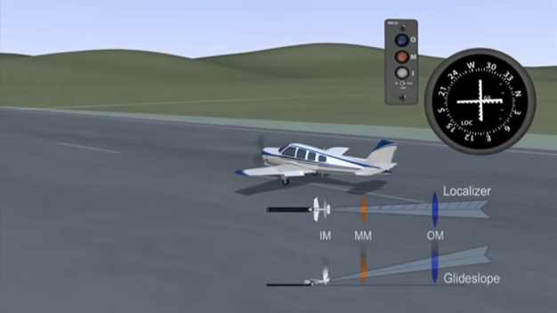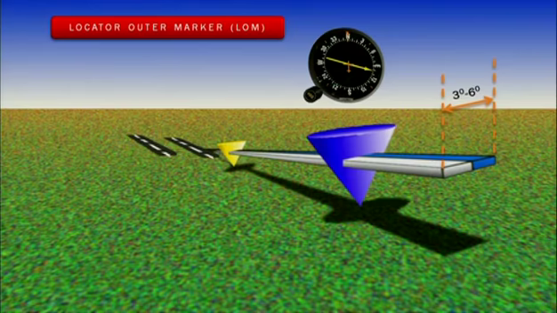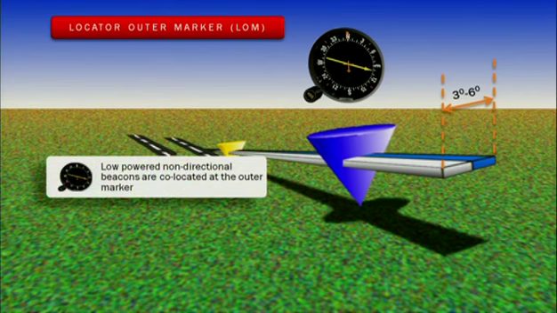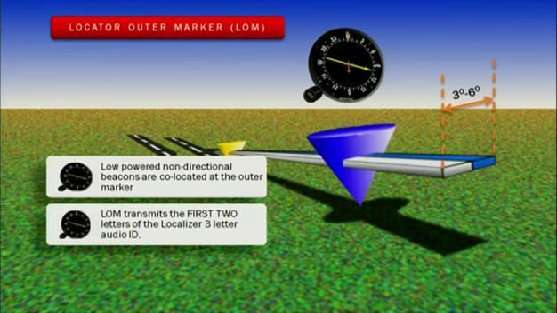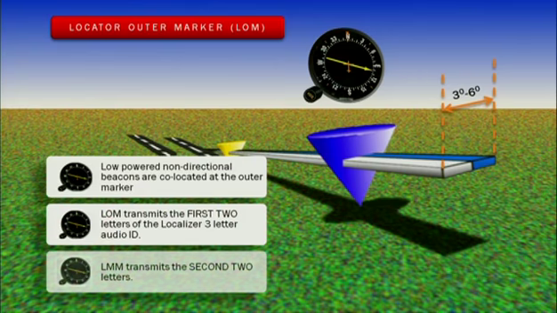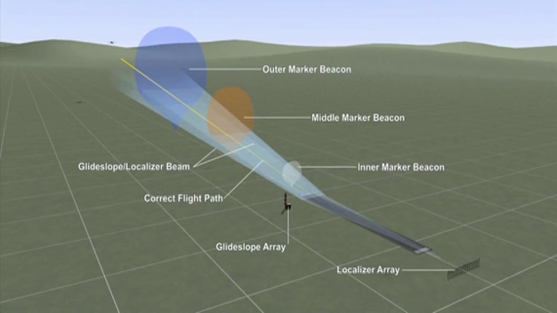Now, frequently, a locator outer marker, or LOM, is used to further identify marker signals. They are low-powered, non-directional beacons co-located at the outer marker. Locator outer marker transmits the first 2 letters of the localizer 3-letter ID audio, and the locator middle marker transmits the second 2 letters. Now, let's go back to the glide slope and explain it in greater detail.